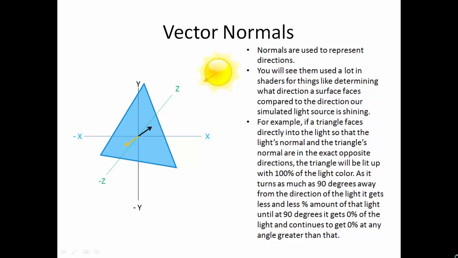In other words, if you're 30% between 0 and 90 degrees, you'll get 30% of the light. Or actually it's going to be the inverse of that, right? Because the closer you get to 90, the closer you get to zero light, and the closer you get to 0 degrees, the closer you get to 100% light. So it's kind of backwards there. You've got to flip it. So if you're 30 degrees away from the light, you should get 70% of the light.